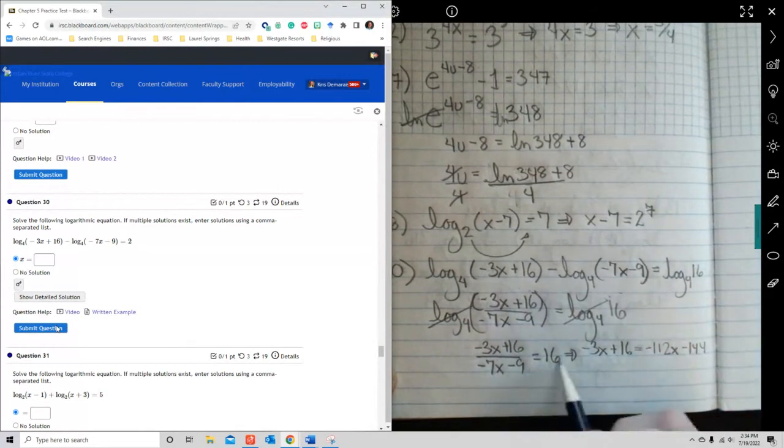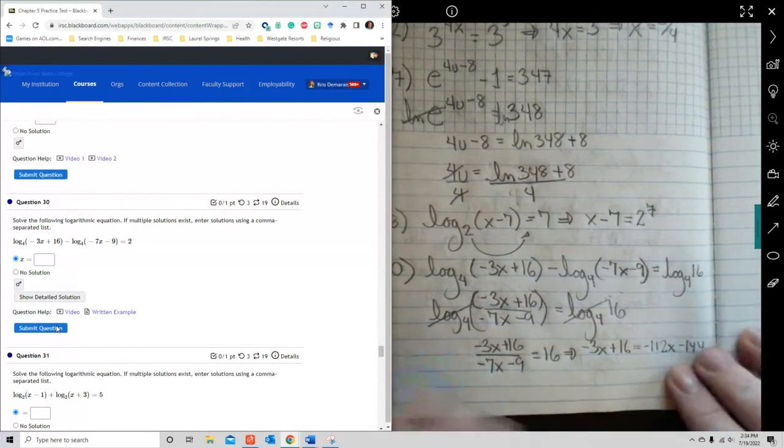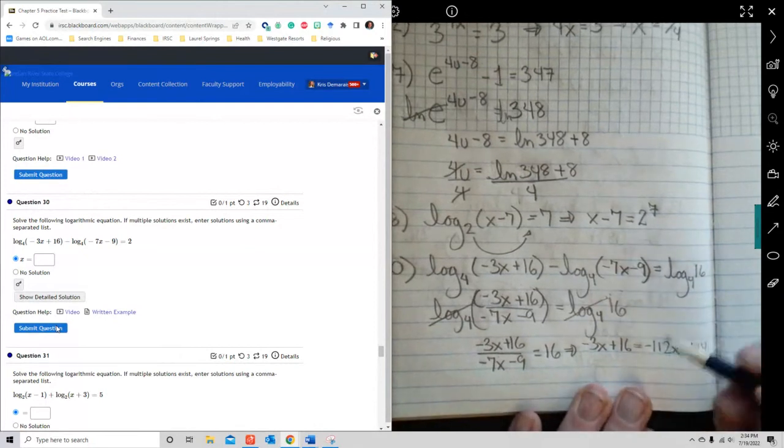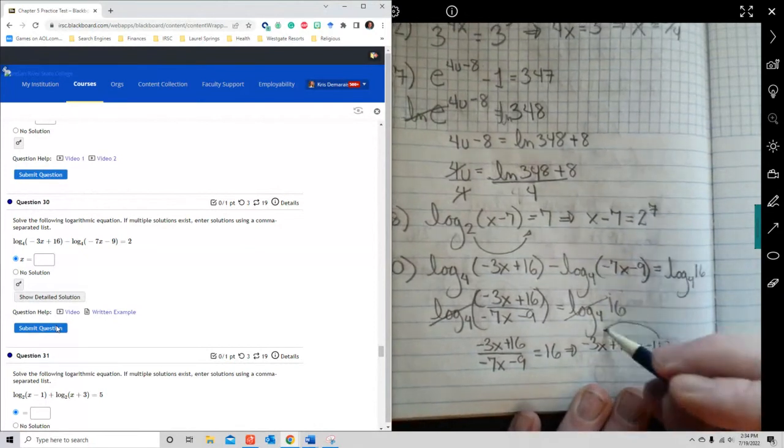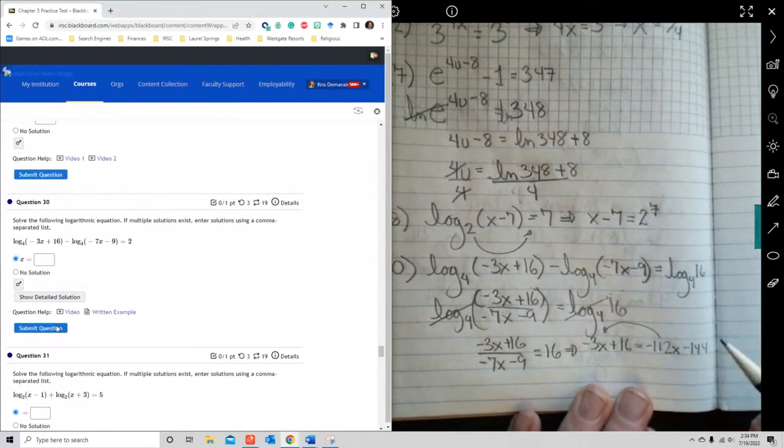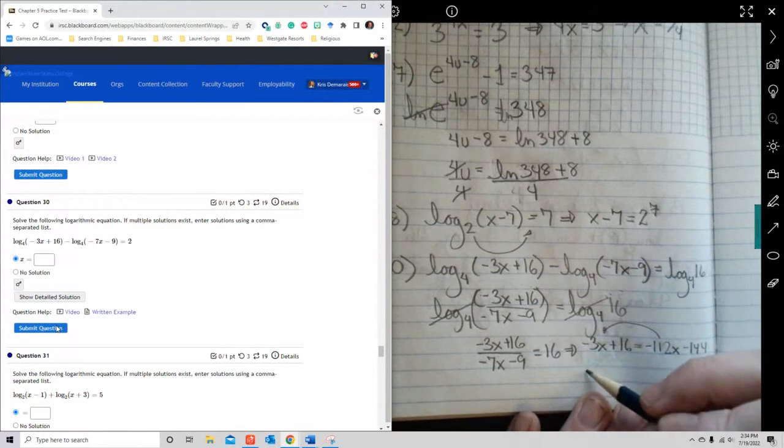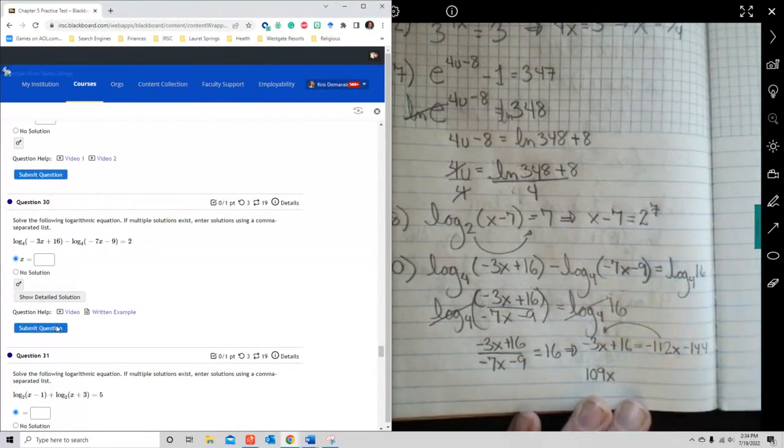All right, now I just distributed this out to both parts. Now I'm going to go ahead and bring all my like terms together. I'm going to add 112 to both sides. All right, so I bring that over to here, and that gives me positive 109. And then I'm going to go ahead and take 144, and I'm going to subtract 16 from it, and that gives me 128.